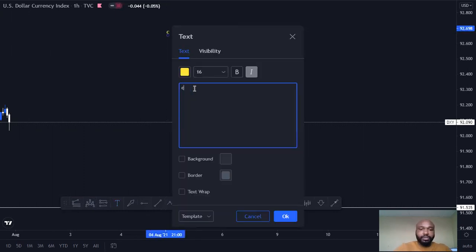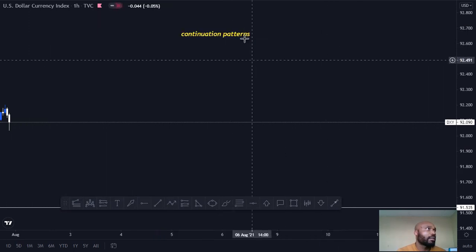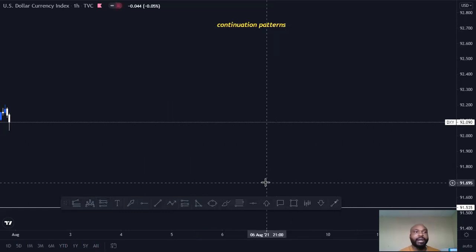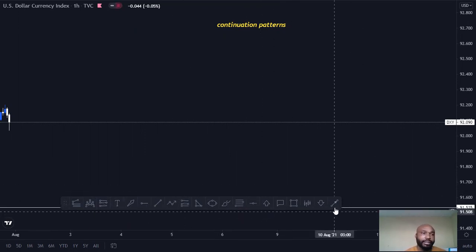Okay, so we say continuation patterns. These are continuation patterns. Why are we looking for continuation patterns, guys? Because obviously the market moves in three phases. So when we are doing our analysis and analyzing the market for our strategy, we are looking at three phases in the market.